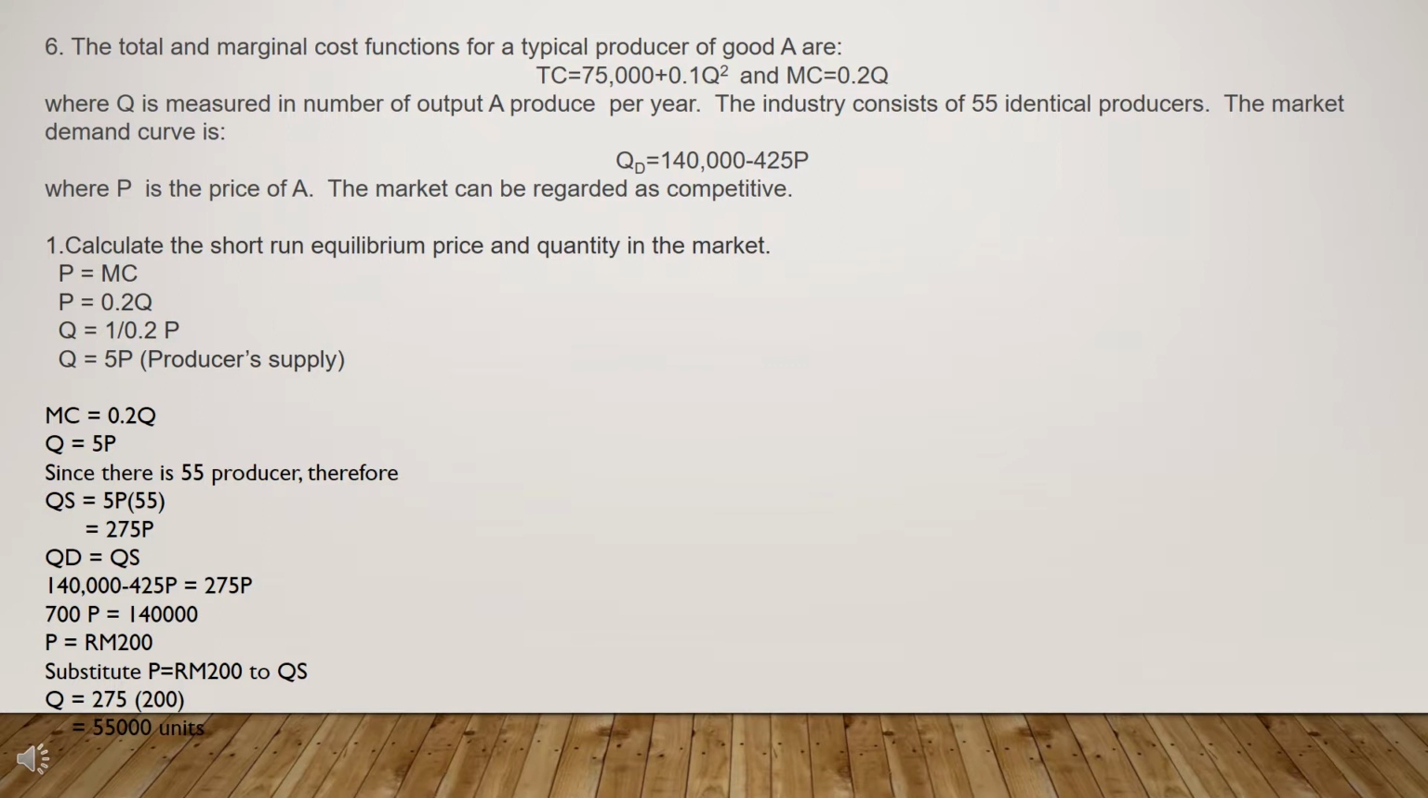Since there are 55 producers in the market, QS equals 5P times 55 firms, and we will get 275P. To find equilibrium, QD equals QS, so 140,000 minus 425P equals 275P. 700P equals 140,000, and P equals RM200, which is the equilibrium price. We substitute P equals 200 into QS, and we will get 55,000 units for the equilibrium quantity.